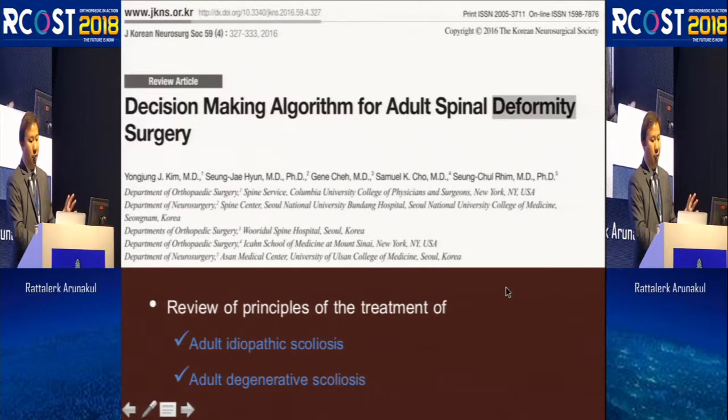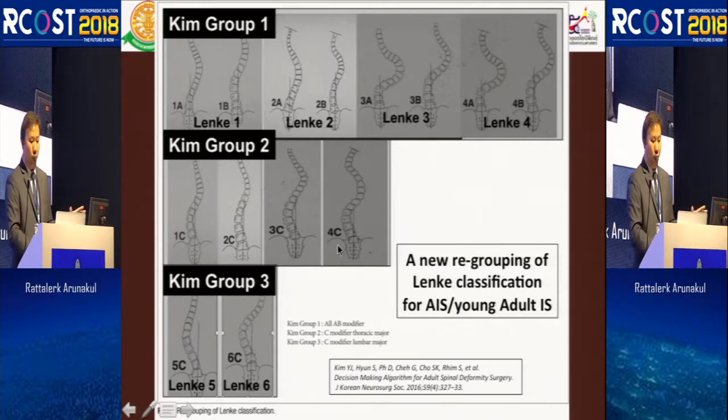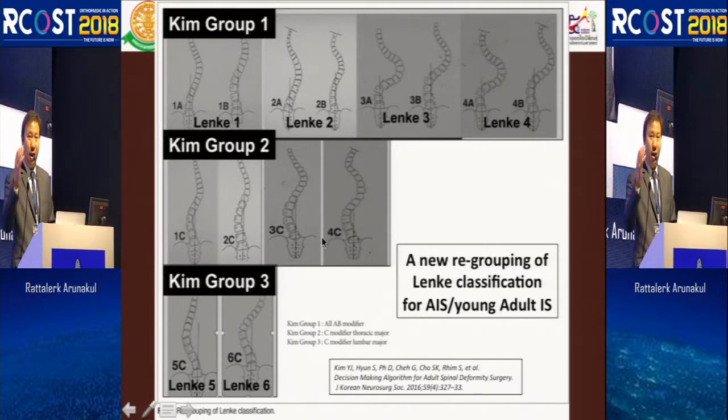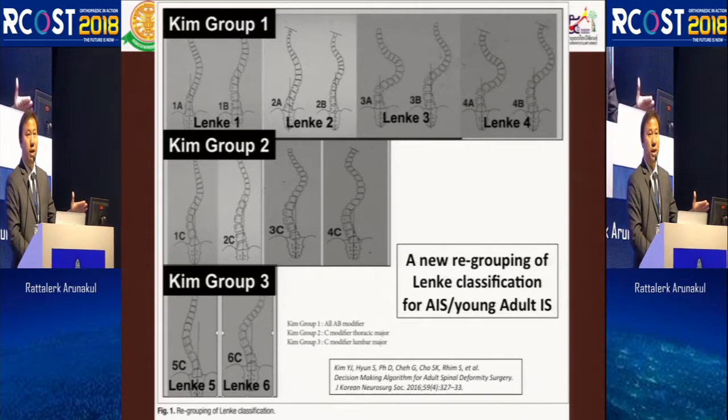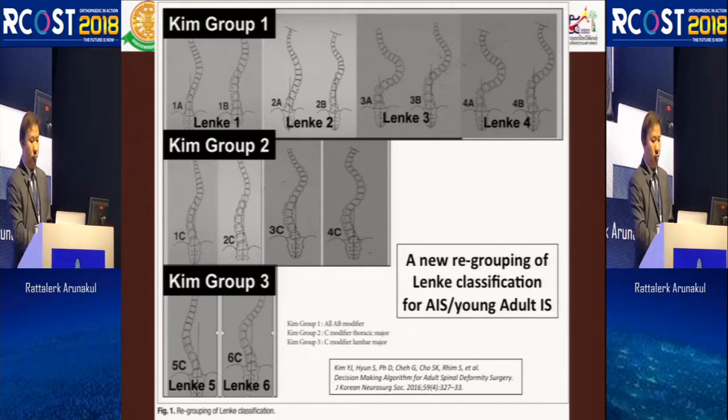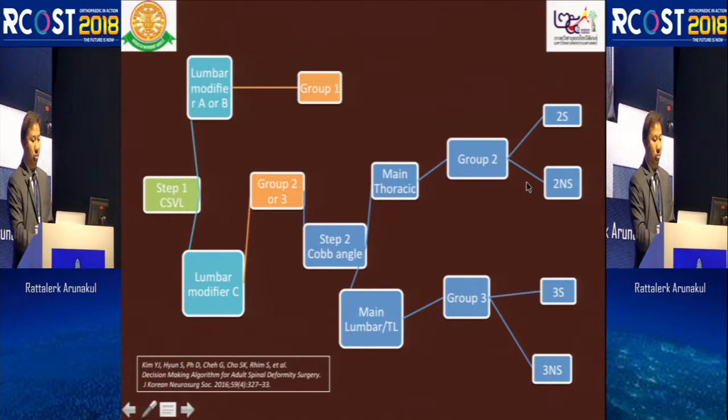So they reviewed the principles of the treatment, and they regrouped the Lenke classification for adult or adolescent scoliosis. Every lumbar modifier A and B comes to Kim group 1. Kim groups 2 and 3 are lumbar modifier C, where the apex of the lumbar spine goes far away. Group 2 has the main thoracic as the major curve and the lumbar as the minor curve, but in Kim group 3 the lumbar is the major curve. So that's very simple.